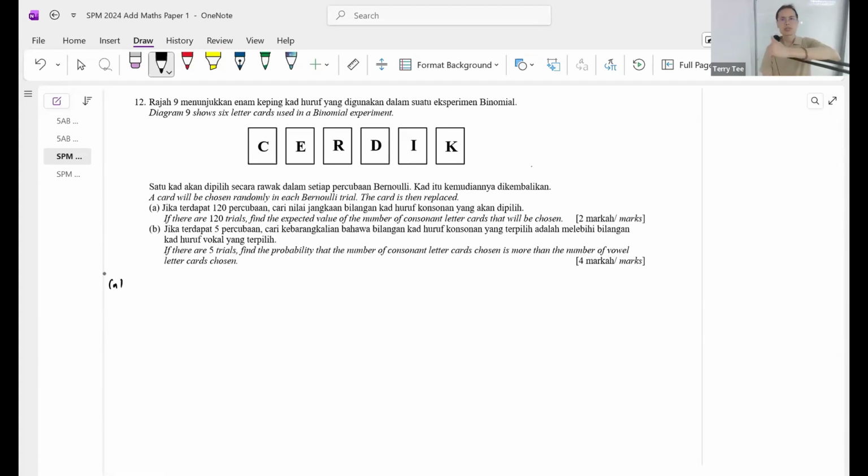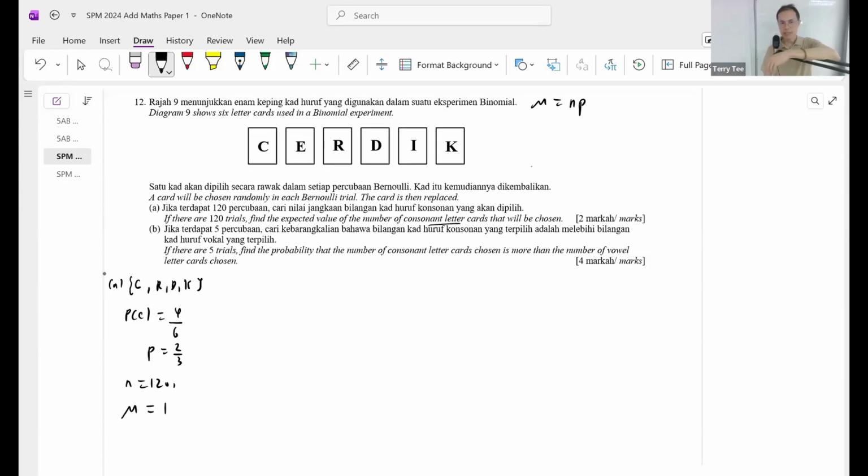Remember, expected value in other words is mean, and mean is given as np. So here what's your p? p is the probability of getting a consonant letter. Your consonants are C, R, D, K. So the probability of getting a consonant is 4/6, which is 2/3. This is your small p. Your n is 120, the number of trials.